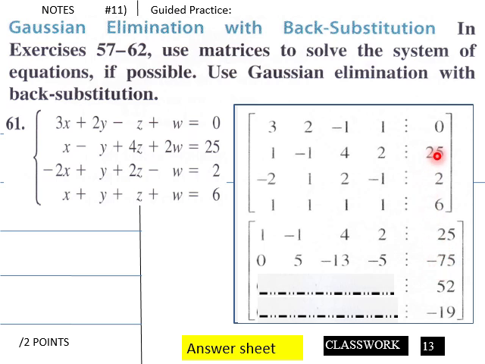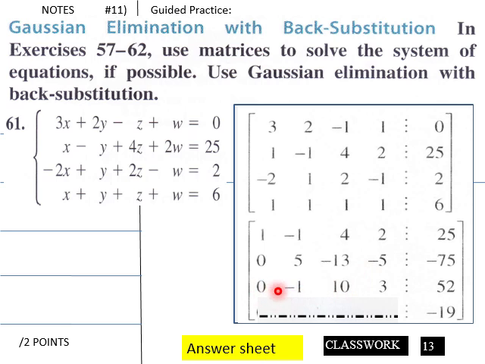So we're going to multiply negative 3 plus row 1. So we have negative 3 times this row here, and we're going to add it to row 1. And we end up with 0, 5, negative 13, negative 5, and then negative 75, because we're multiplying row 2 times negative 3. We end up with this, so we have a leading 1 here.